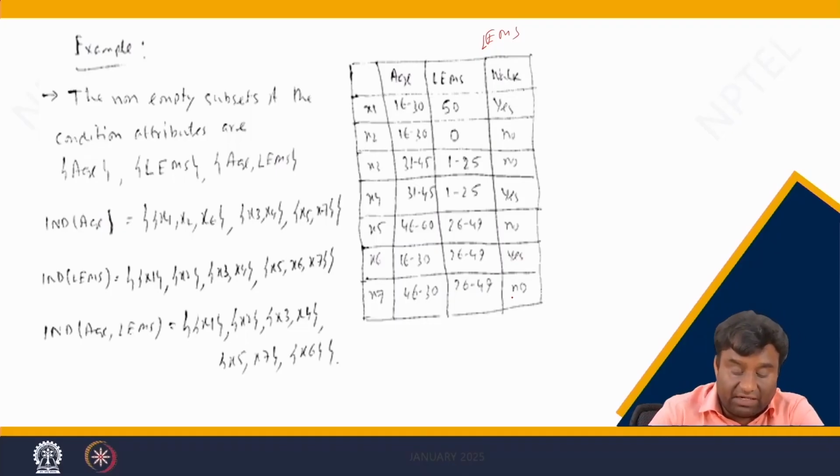So now try to find the indiscernibility relations with respect to age. Age is the same for {x1, x2 and x6}, {x3, x4} and {x5, x7}.